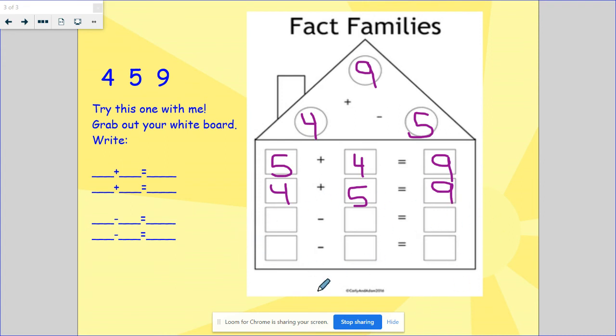So I'll give you a minute to think about your subtraction problems using just 9, 4, and 5. Remember, we're not bringing new numbers in here. And I'm going to help you out with these 9s here.